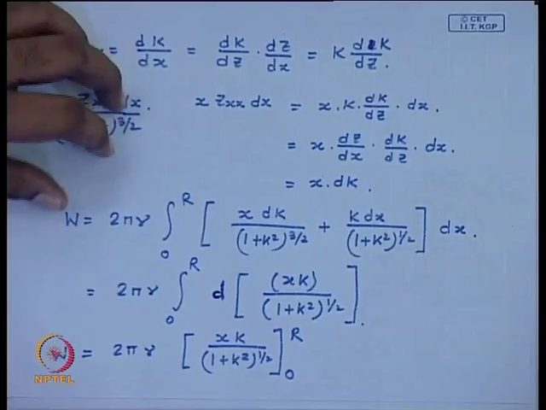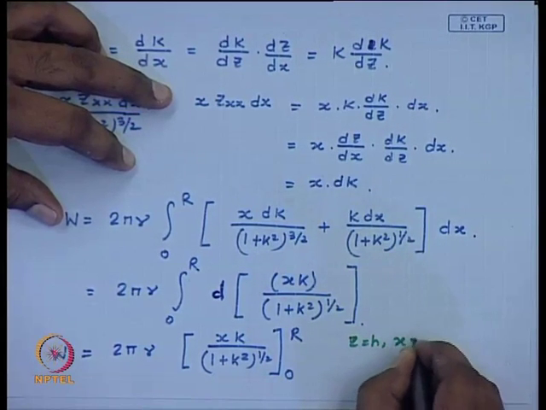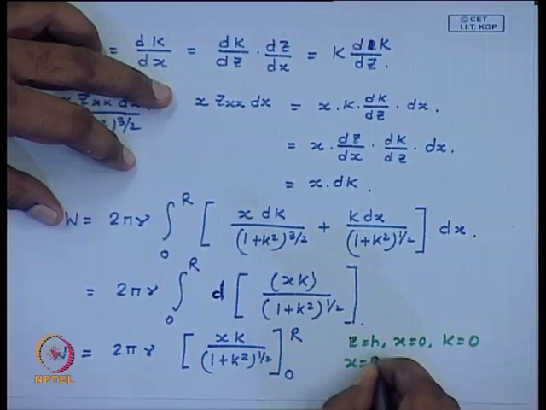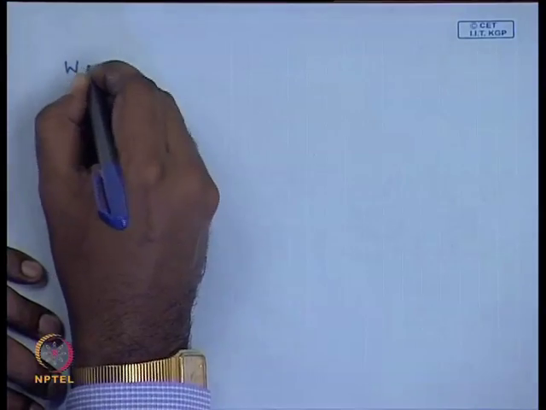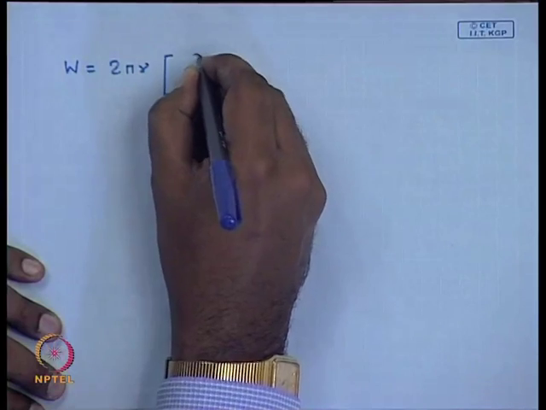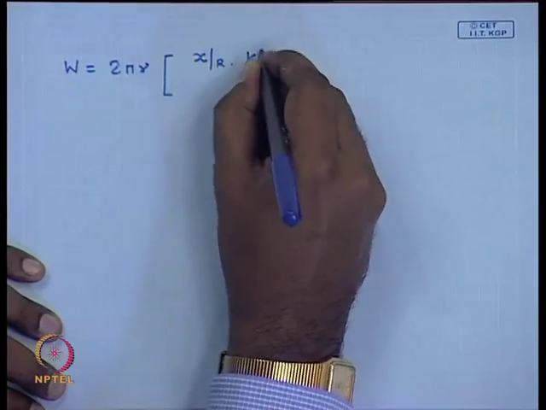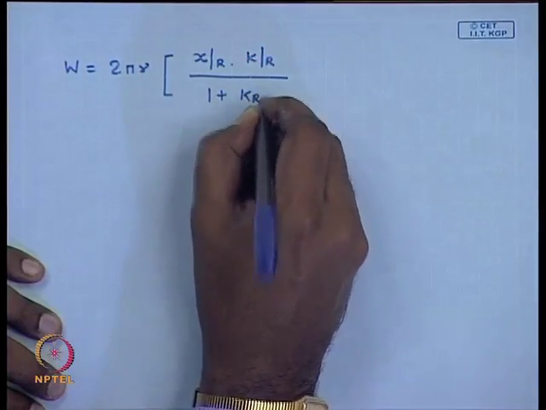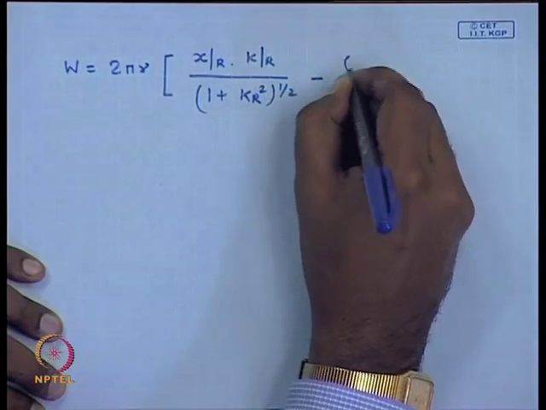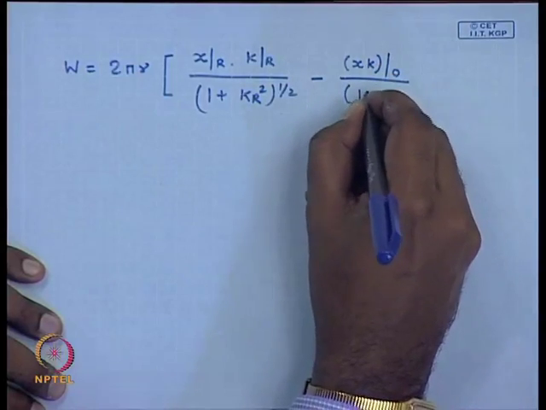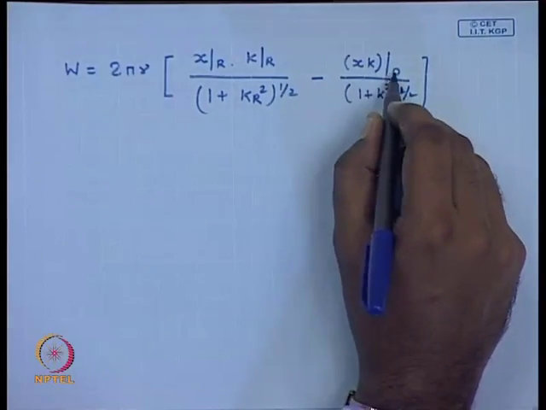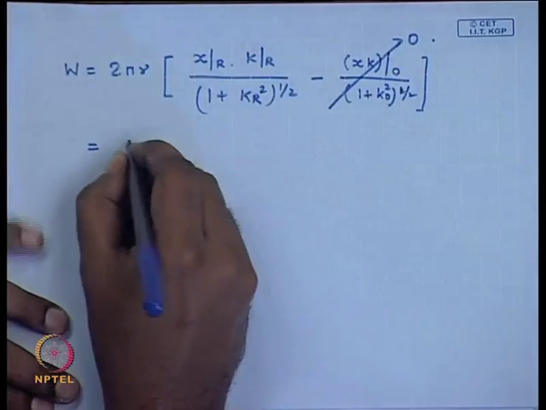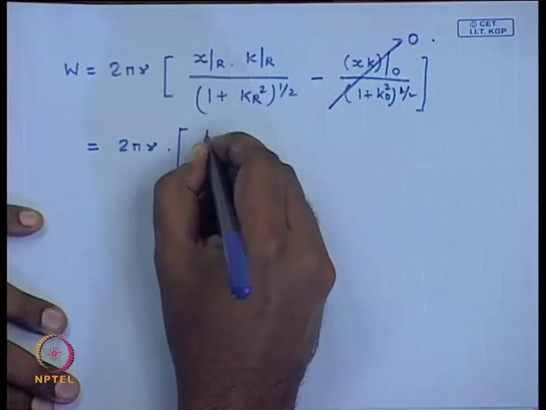So essentially the modified boundary conditions become: at z equal to h, x equal to 0, k equal to 0, and at x equal to r, k at r is cot theta. If you now plug in the boundary conditions, you get w equal to 2 pi gamma. Now, we have seen that at x equal to 0, k is equal to 0. So, this term goes to 0, and what you are left with in this particular term is x at r, which is equal to r, of course. This is cot theta.